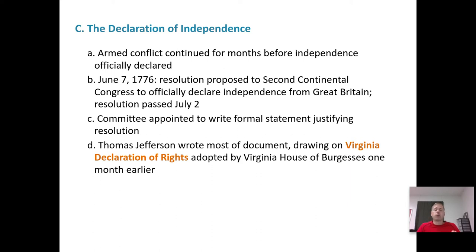said, I would love to write the Declaration of Independence. I know what I want to say. I'm well trained. I'm well educated. I have the ideas of the Enlightenment. I believe in the ideas of the Enlightenment. But I'm not going to write it. I'm not going to write it because people don't like me.